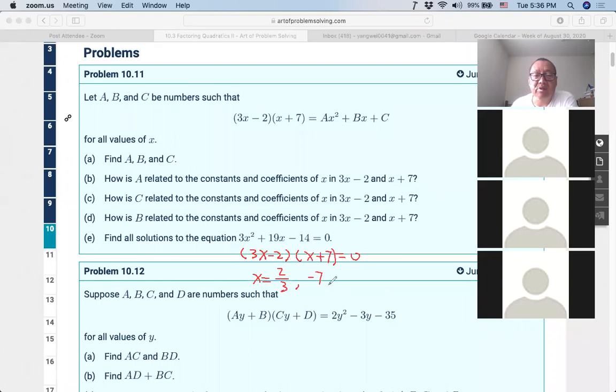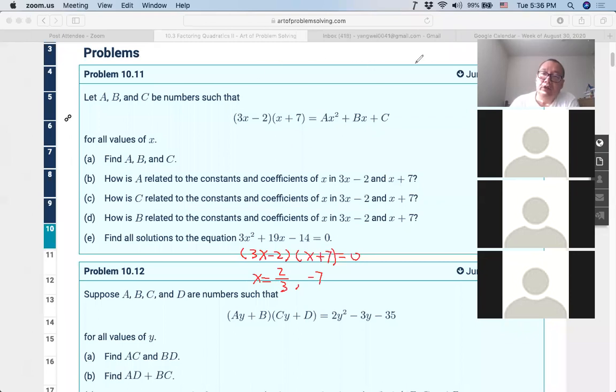So these two numbers are the solutions for this equation. By this example, they show you how you can find the coefficients of these two binomials. This is very important. If you can find the coefficients of these two binomials, that means you can factor this quadratic. If you cannot find the coefficients of the binomials, that means you cannot factor this quadratic, and you cannot solve this quadratic this way, right?